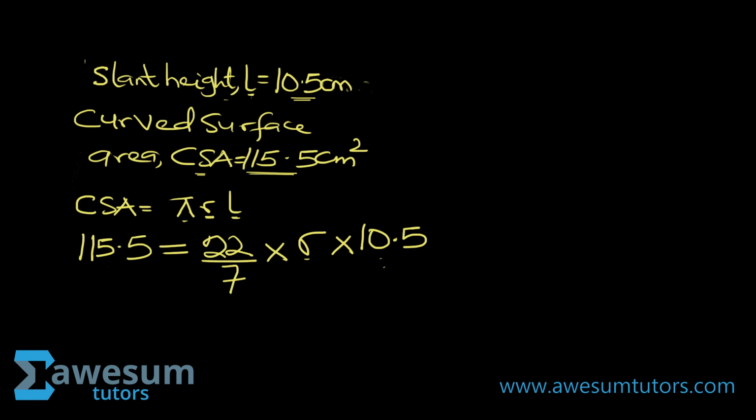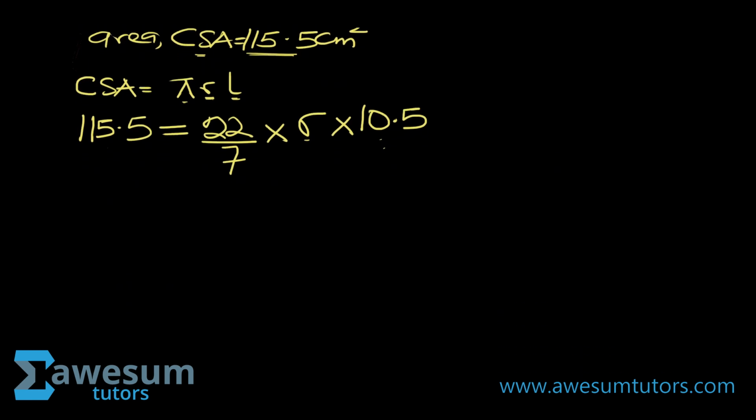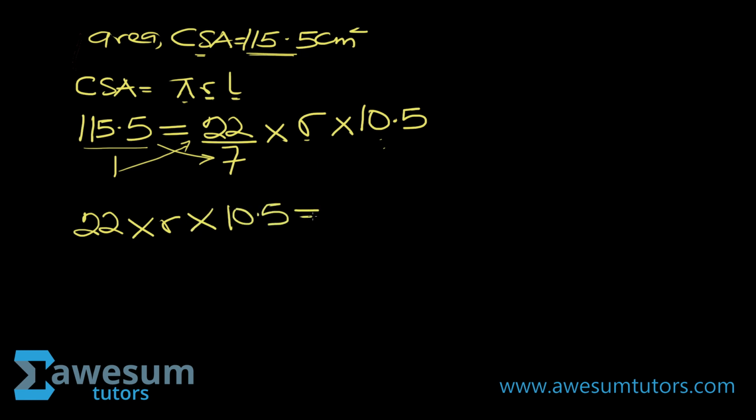So what do we have? Let us break this down. So this means over 1, right? If you cross multiply 1 times all these, it gives you that, and you have this, right? So I have 22 times R times 10.5 equals 115.5 times 7. Very good.